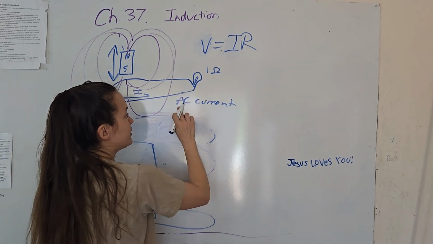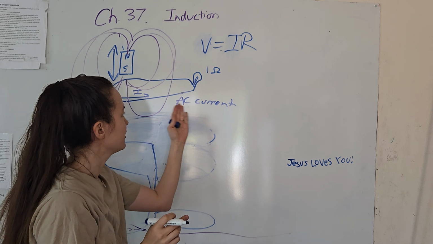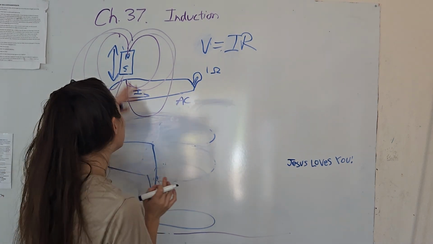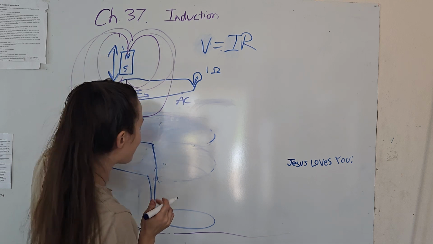AC, alternating current. But this is AC current here that I'm changing that field back and forth.